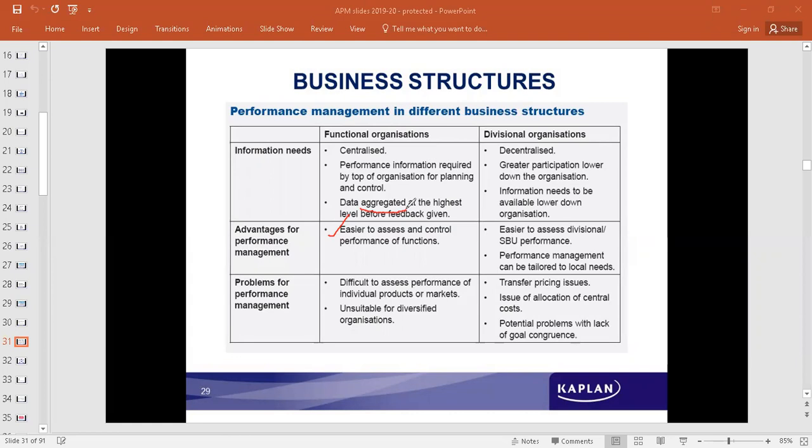In a divisional organization, the problem is that too much time is spent on planning. But then tailor-made planning can be taken up, so that can be looked at as an advantage. Even if multiple people or multiple levels of managers are involved in planning, and even if it is time consuming, they can still cater to their department requirements. So that can be looked at as an advantage also.